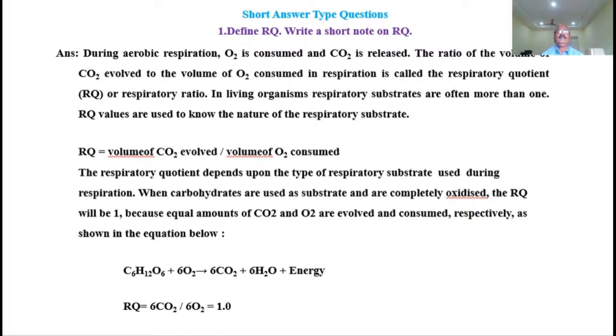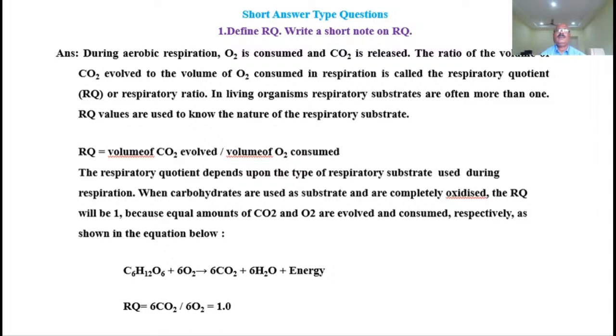Section C has essay questions. One of the important 4 marks questions in the respiration lesson is: define RQ, write a short note on RQ. This is the most important 4 marks question in the respiration lesson. For a 4 marks question, you have to answer up to 20 lines. For this question, you have to write this information.